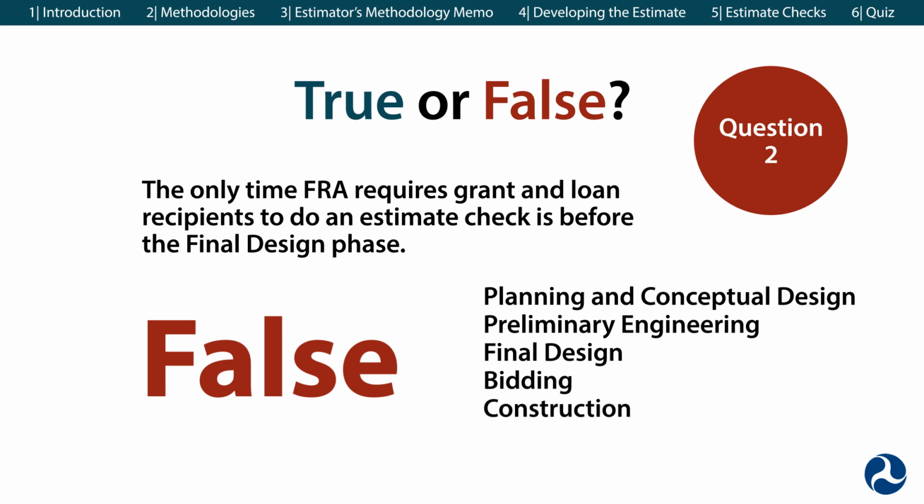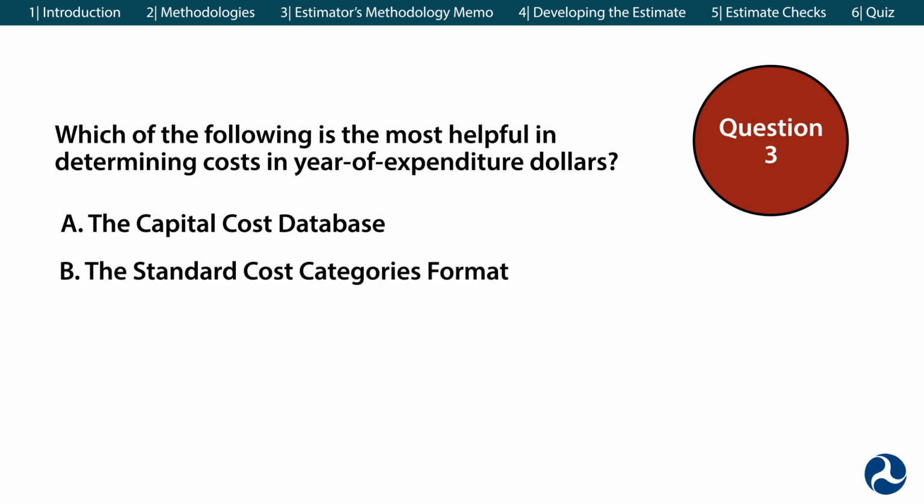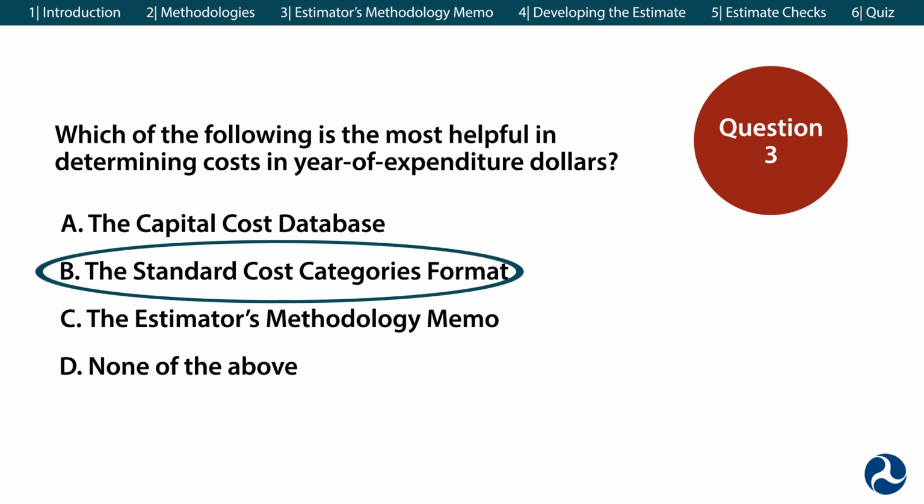Question 3. Which of the following is the most helpful in determining cost and year of expenditure dollars? A. The Capital Cost Database. B. The Standard Cost Categories format. C. The Estimator's Methodology Memo. Or D. None of the above. The correct answer is B, the Standard Cost Categories format. You can find the link to this workbook at the end of the video.